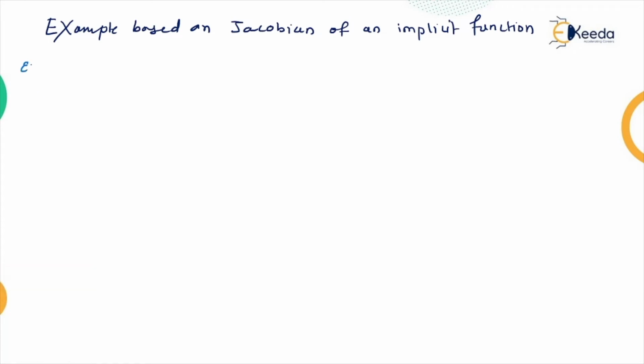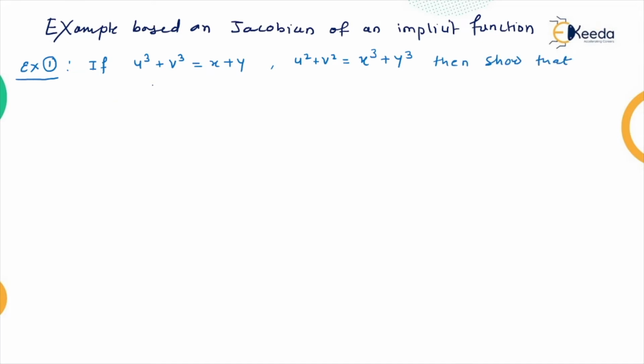Example number one: if u cube plus v cube is equal to x plus y, and u square plus v square is equal to x cube plus y cube, then show that ∂(u,v)/∂(x,y) is equal to 1 by 2 into (y square minus x square) upon uv times (u minus v). We have to just show this.